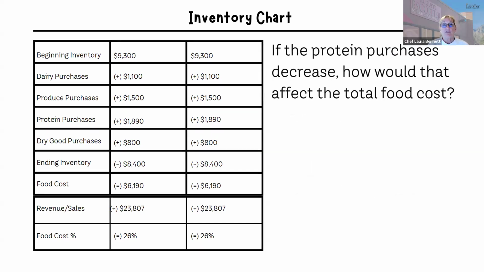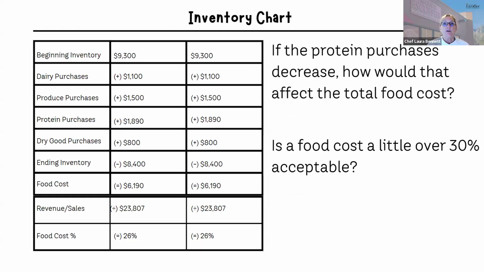If the protein purchases decrease, how would that affect the total food cost? All right, well, your protein purchases go down, which means you're not purchasing as much. So if you're not buying as much, your food cost is going to go down.